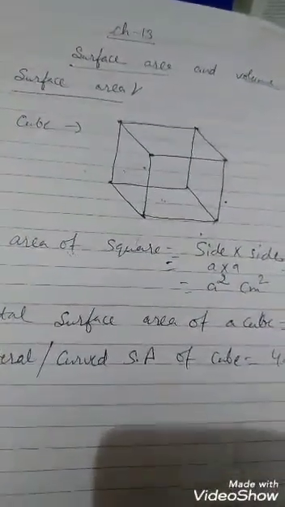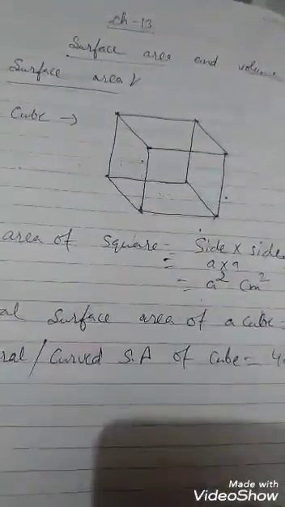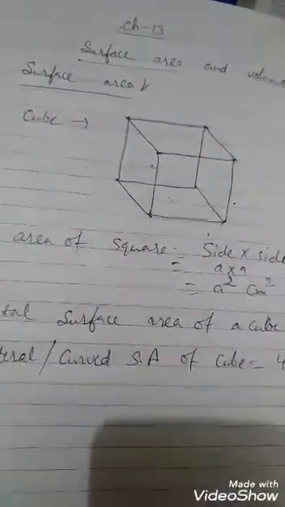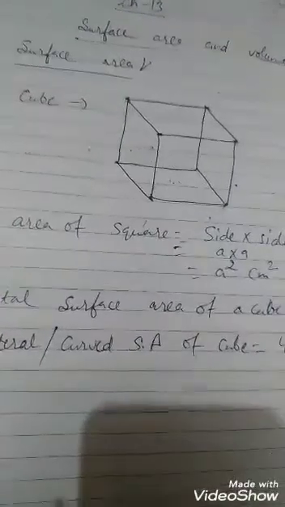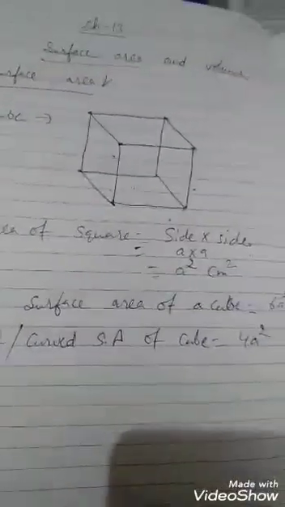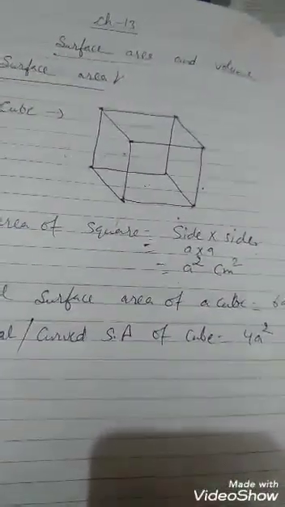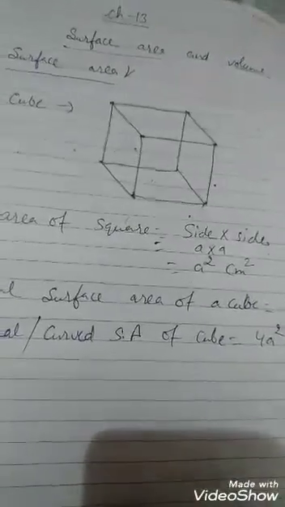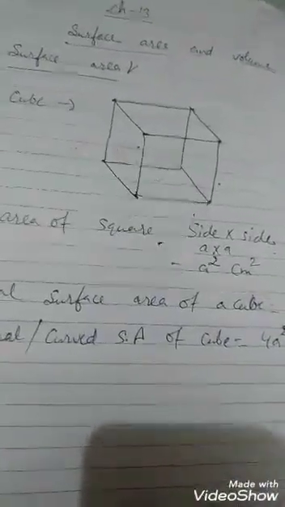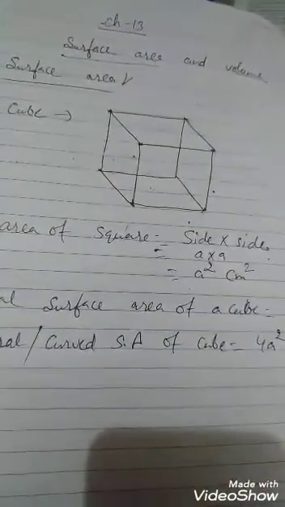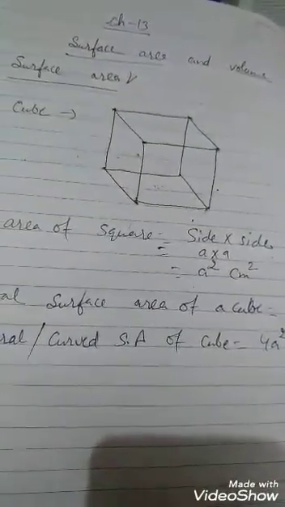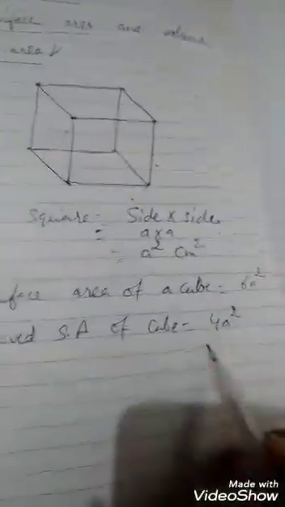Like if we take an example of a room. In a room there are 6 sides. 4 walls are there, one is the ceiling and one is the floor. It is in the shape of a cube. If we want to paint all the 4 walls, in the 4 walls we will not include the floor and ceiling. Then we need to find the lateral surface area. Then we use this formula for a square.